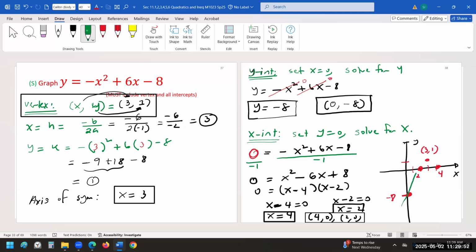So if you connect all of these, we get a parabola like this. And the axis of symmetry is this line, x equals 3. In MyMathLab, they want you to draw the axis of symmetry and then give them the equation for that. But if you don't see they're asking for the axis of symmetry, you don't have to draw that.